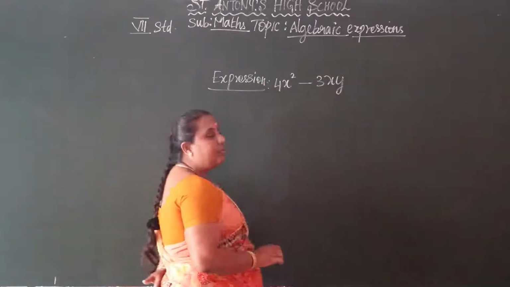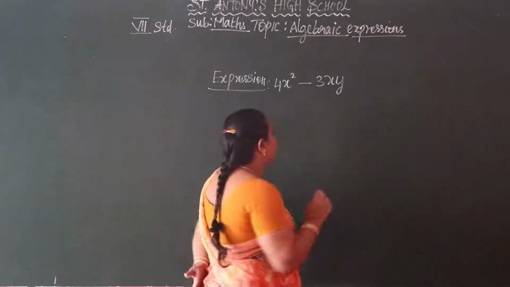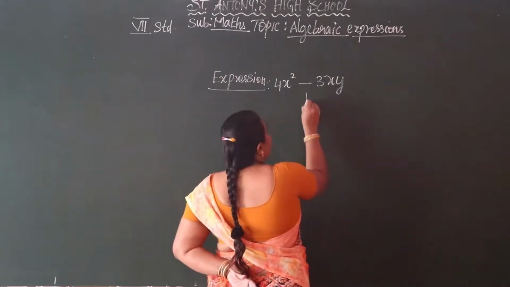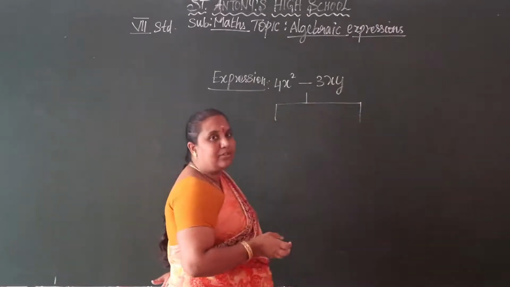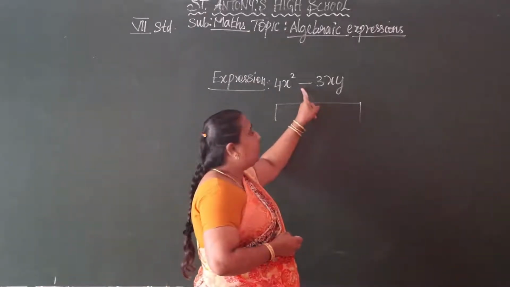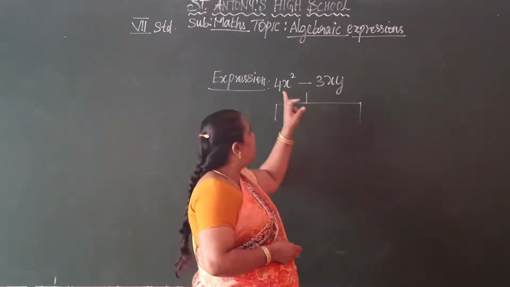Okay, so in this we have to divide the terms. Here in this expression, we have to divide how many terms? Only the subtraction symbol will be there. So only one operation can divide the terms. So we have two terms here.